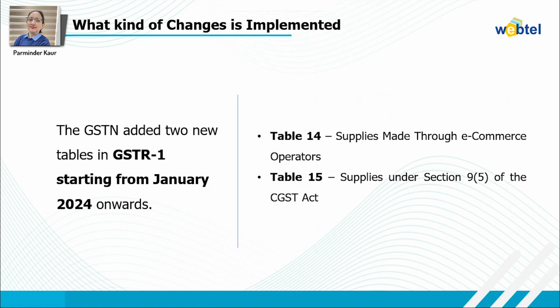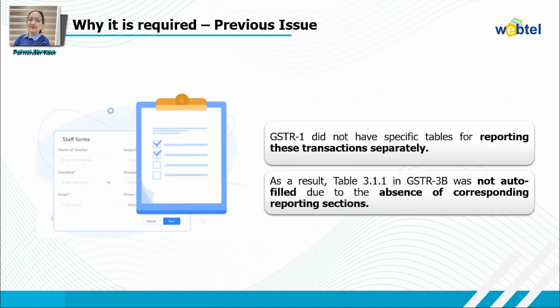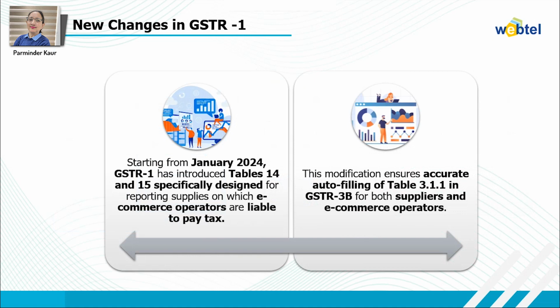In table number 14, all the disclosures are required to be mentioned, but in table number 15, all the supplies under section 9(5) of the CGST Act need to be mentioned. What was the earlier concept? GSTR 1 filing did not have any specific table for disclosure of this information. As a result, table 3.1.1 in 3B was not auto-filled due to the absence of a corresponding reporting section. To make this easier, the government has now issued two new tables in GSTR 1, table number 14 and table number 15 for the e-commerce operator.